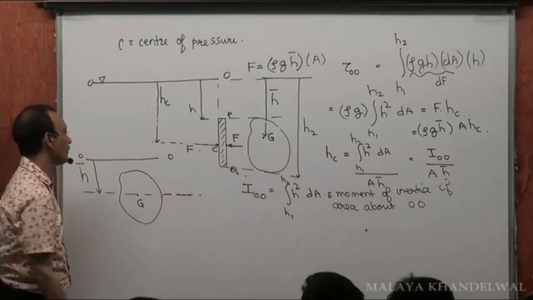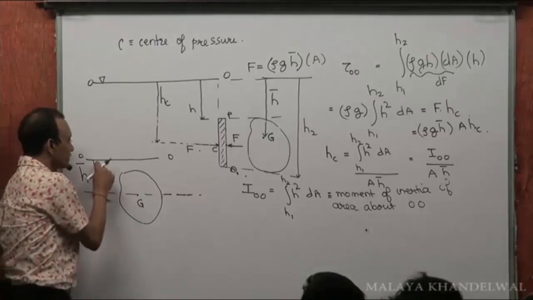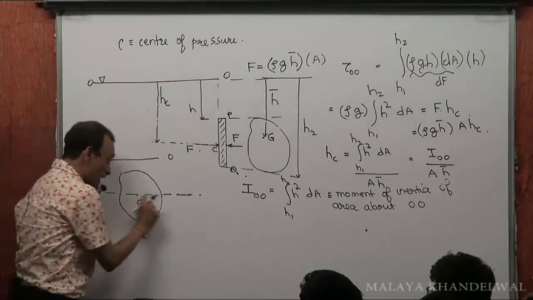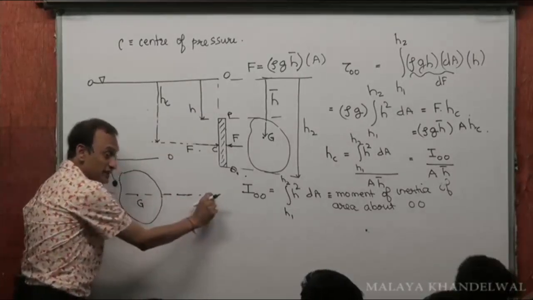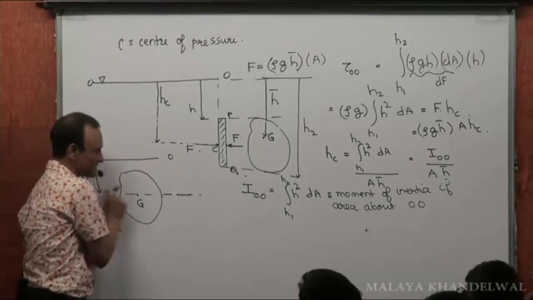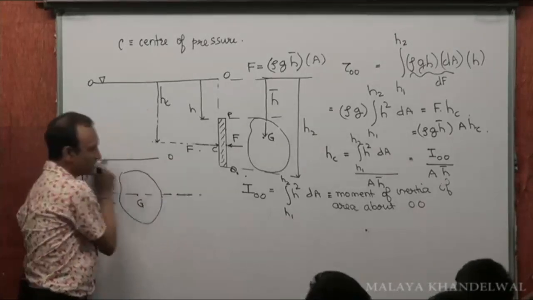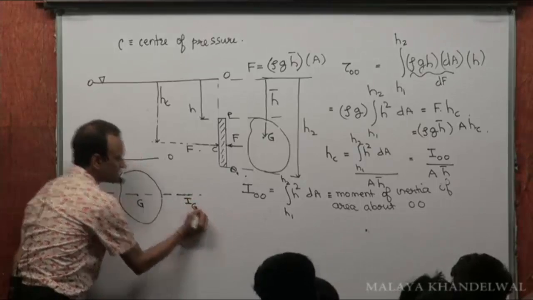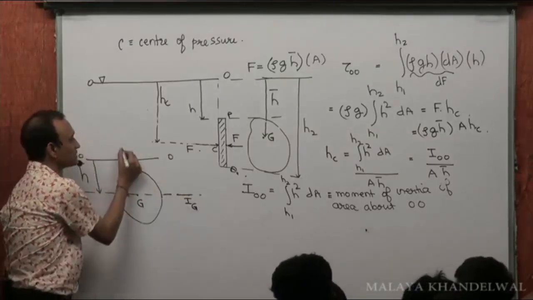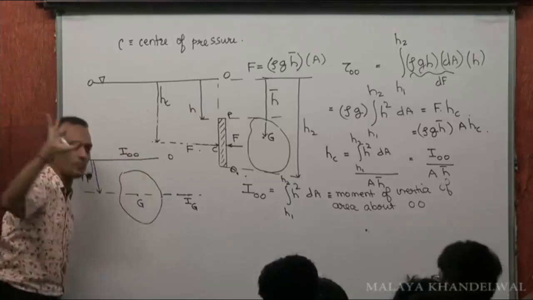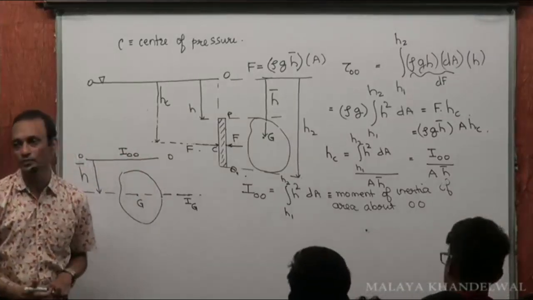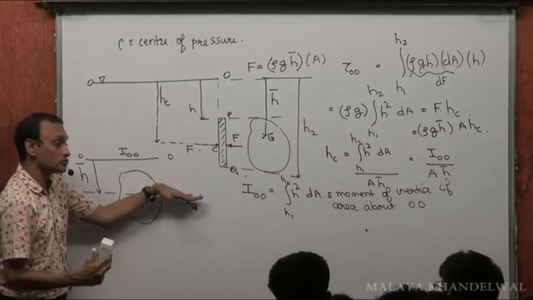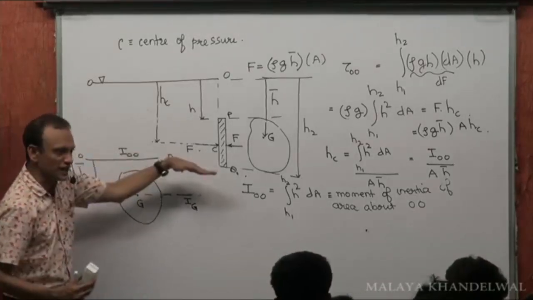Now, the distance between these two axes is h bar. This is an axis passing through the center of gravity, and this is a parallel axis. There is a moment of inertia about an axis passing through G, IG, and there is a moment of inertia about this axis of the area. If I am saying moment of inertia, I am talking of moment of inertia of area. So there is a moment of inertia about an axis passing through G and parallel to this axis.